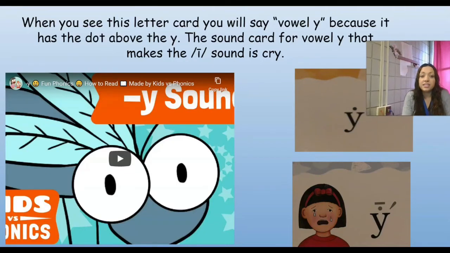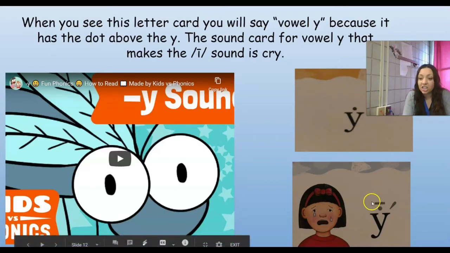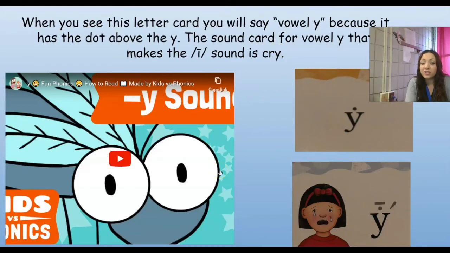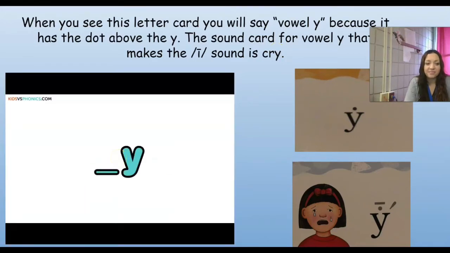So when you see this letter card, you're going to say the vowel Y. We know it's the vowel Y because it has that dot, okay? The sound card for Y that makes the I sound is going to be cry. So what we'll say is cry, I, because look, it's got that long macron on it, okay? All right, we're going to watch a short video that's going to help us with this.